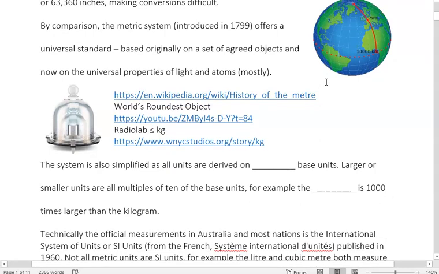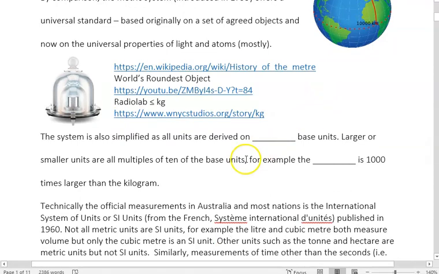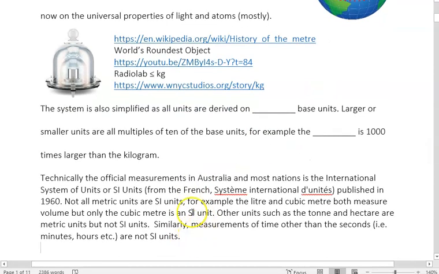So, which one is an SI unit, the litre or the cubic metre? Excellent. Okay, cubic meter is the correct answer. The liter is a metric unit, but it is not the official SI unit. The SI unit for volume should be cubic meters.